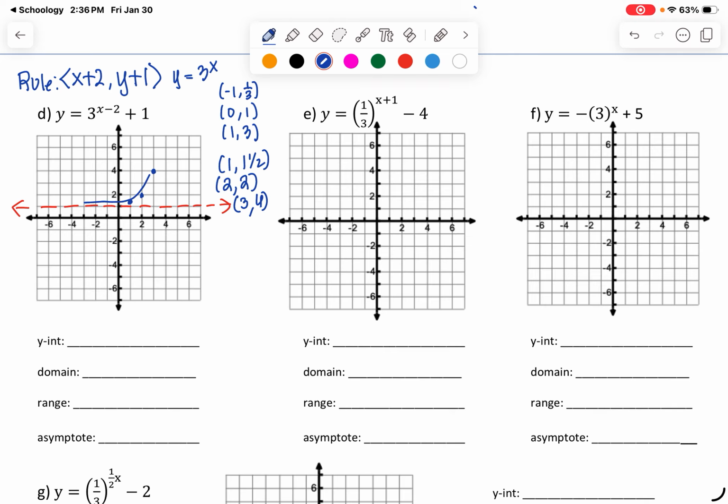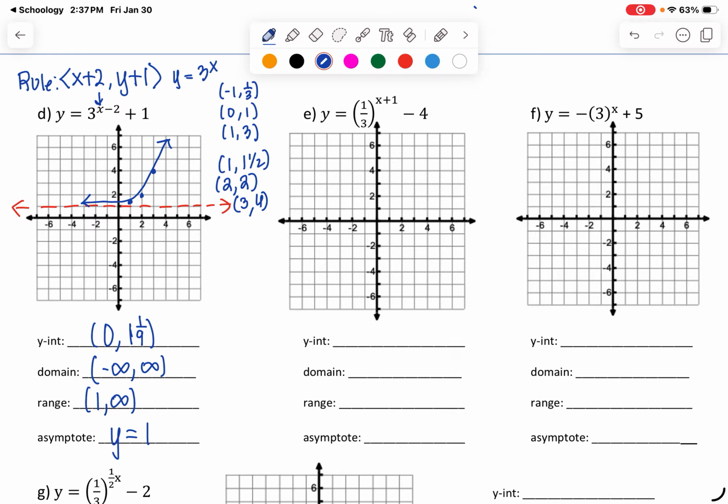So here is my exponential growth function. My y-intercept, 0, comma. I didn't figure that out yet, so I got to do it. Plugging in 0 here, 0 minus 2 is negative 2. 3 to the negative second power is 1/9. 1/9 plus 1 is 1 1/9, or 10/9, either one. Domain, all real numbers. Range, the lowest it goes is my asymptote of 1, goes forever up, asymptote y equals 1.